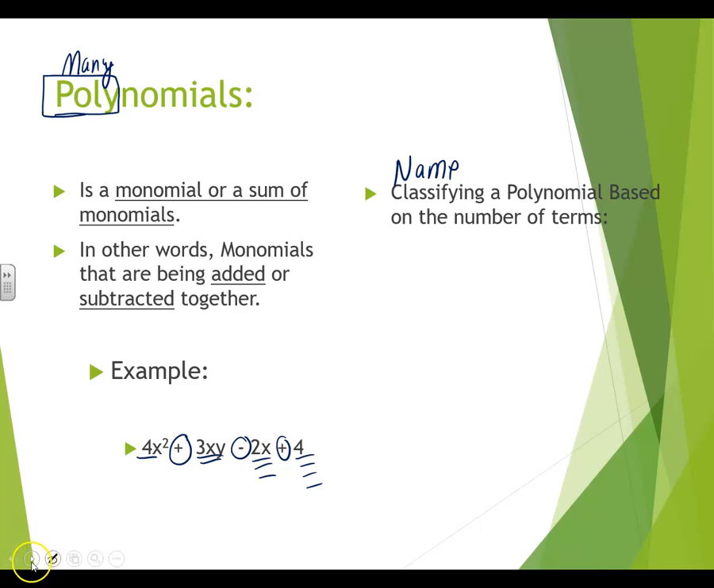So we already talked about monomial. The prefix mono means 1. A monomial is a 1 term. Bicycle, binomial means 2 terms.